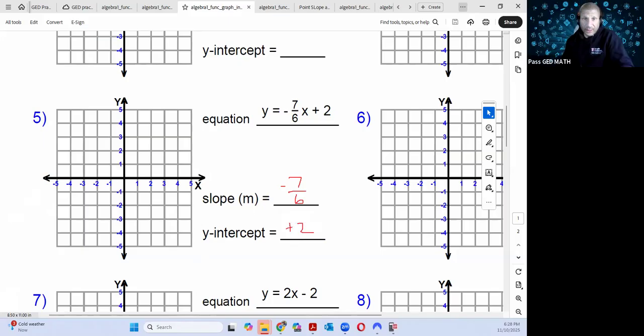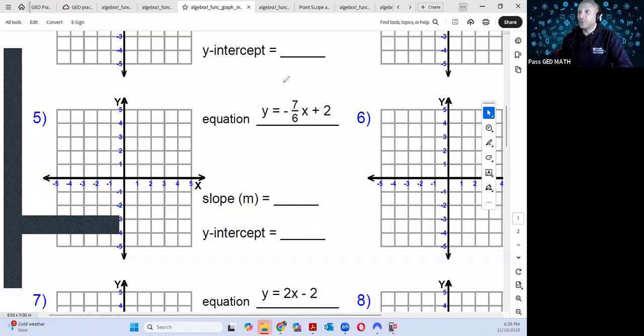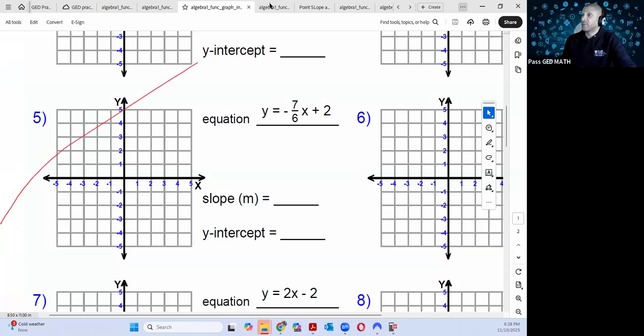And then is Destiny still here? I think she got logged off. Okay. So what we did was you identified your slope and identified your y-intercept. So this is what they're going to do though, so I need you to be ready. Let me show you what they're going to do. Let me find a graph first.